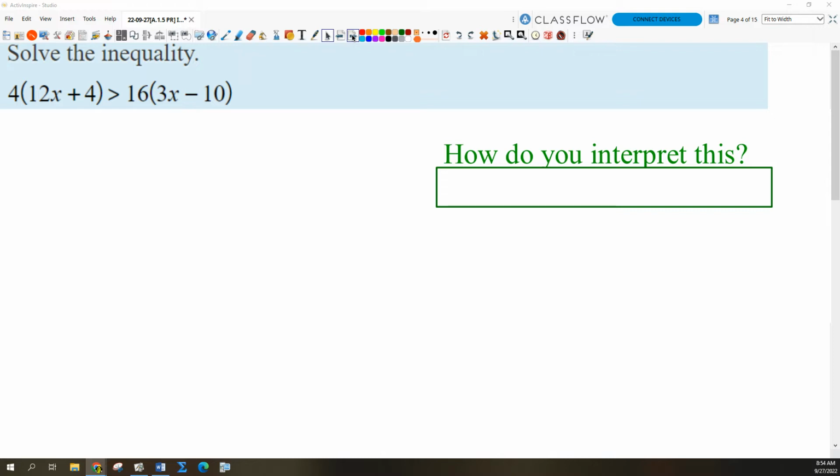Okay. So I've got to do a little simplifying. What do you think, Melanie? What do I have to do here to simplify that? Distribute. Okay, good. So if we distribute that 4, everybody agree that's going to give me 48x plus 16 on the left. And on the right, if I distribute the 16, I get 48x minus 160. Okay, what's next? What am I going to do, you think?